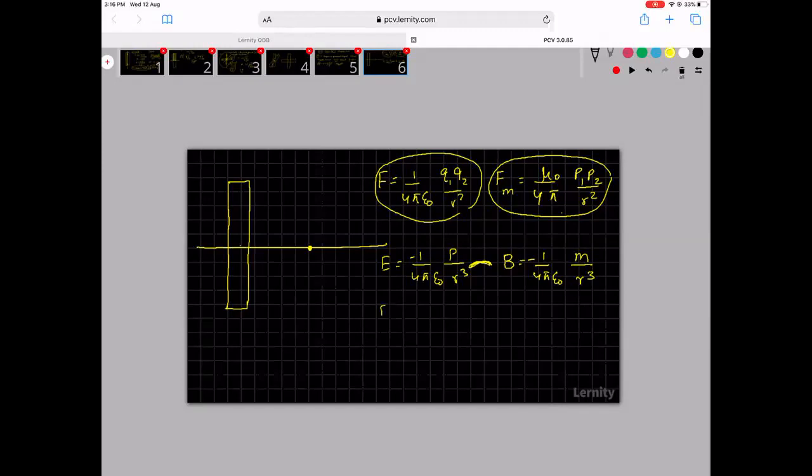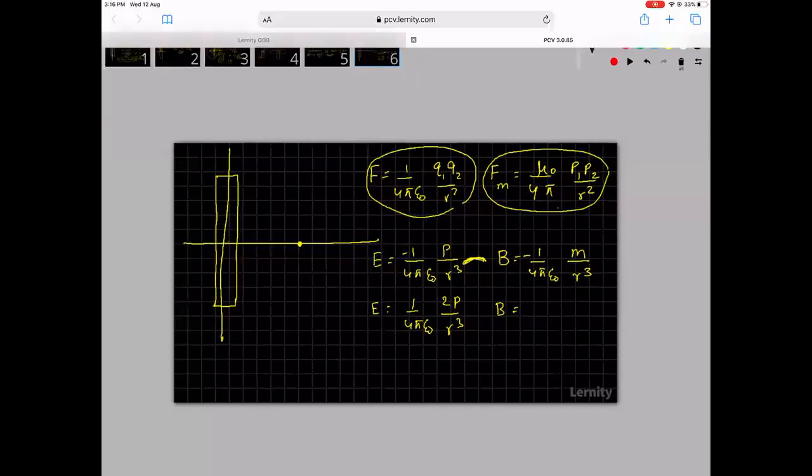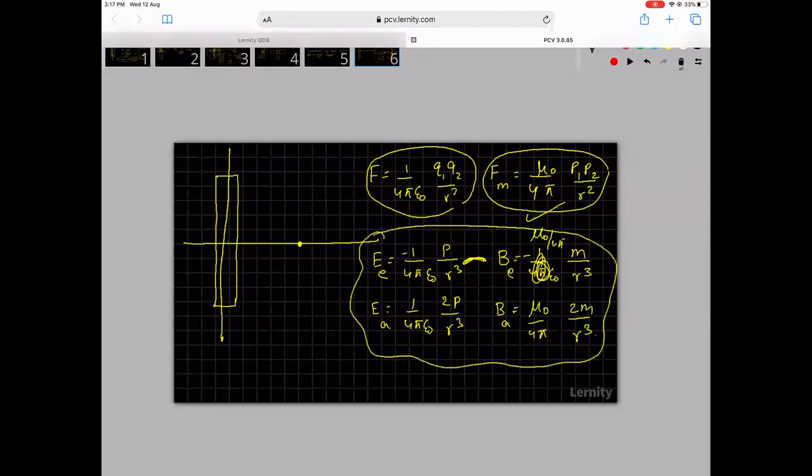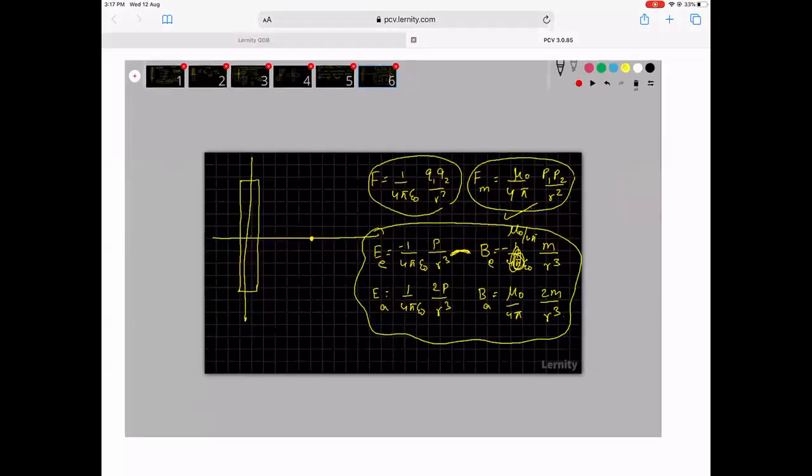Then electric field is equal to 1 by 4 pi epsilon naught 2p by r cube at an axial point. Exactly the same way here, B at the axial point is, hey, I wrote 1 by 4 pi epsilon naught. No. The constant here is mu naught by 4 pi. Mu naught by 4 pi 2m by r cube. This is the B at the axial point. So they go hand in hand. Magnetic field and the electric field, every quantity here, you have a quantity there.